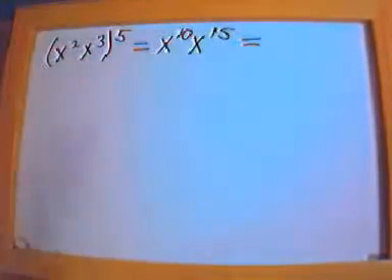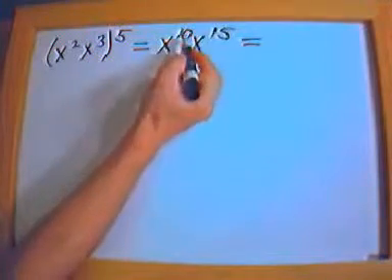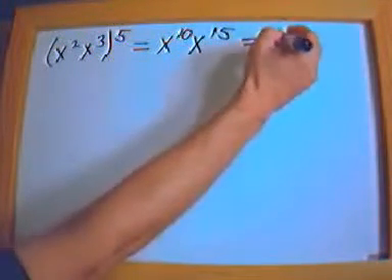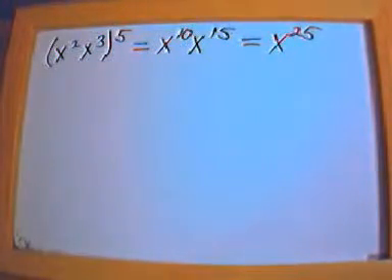And then in the final solution here, you just need to add the exponents because I've got x is the same thing and they're multiplied together, so 10 plus 15 is x to the 25. Okay? That's how to do it that way.